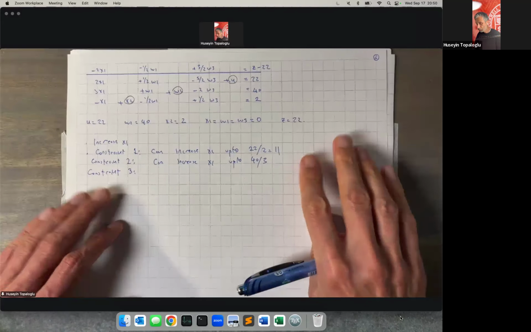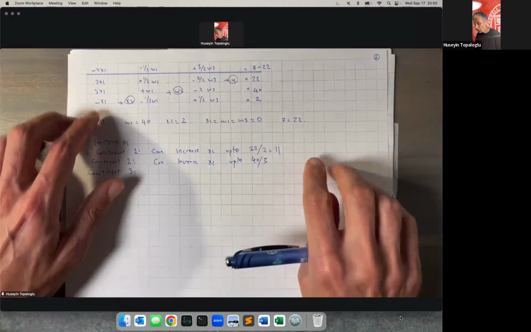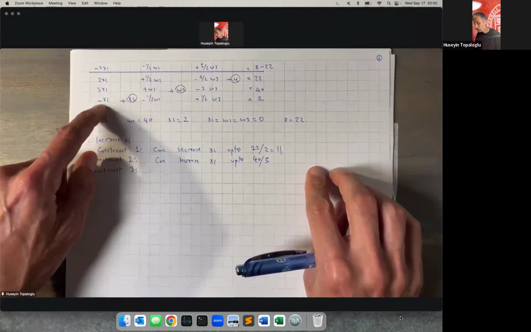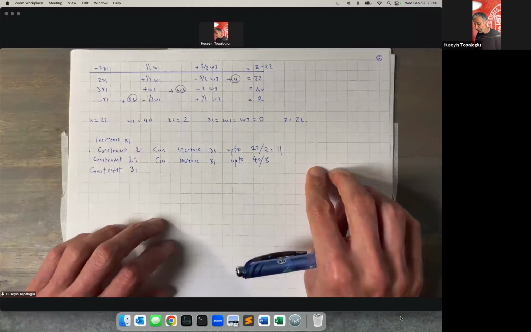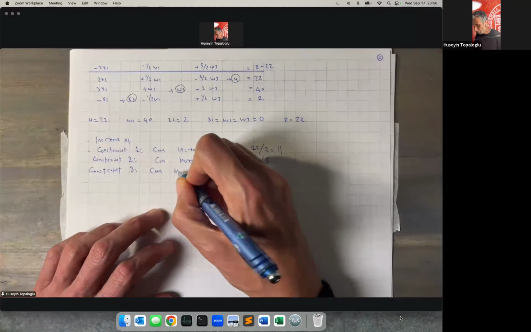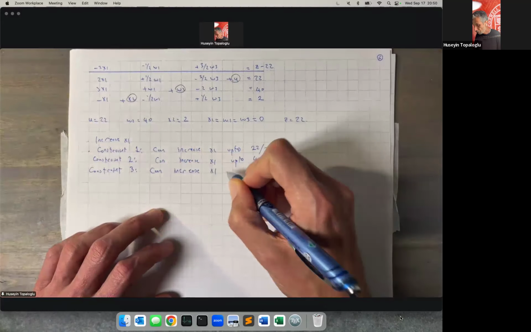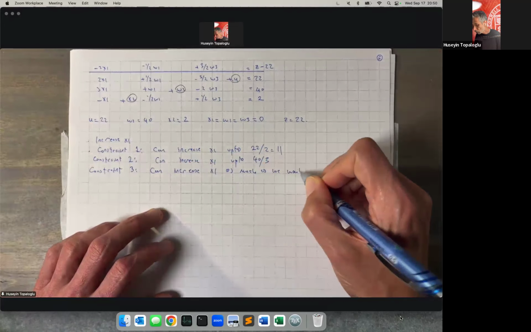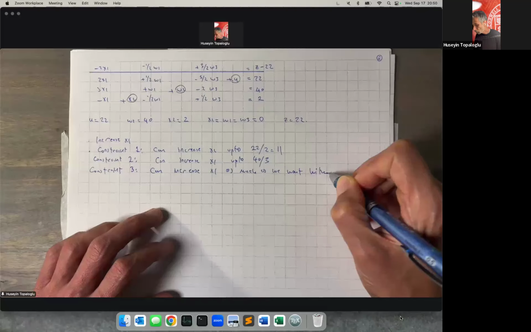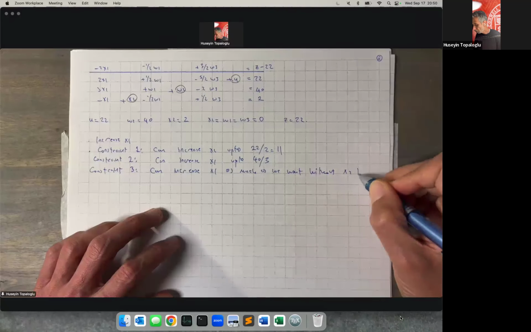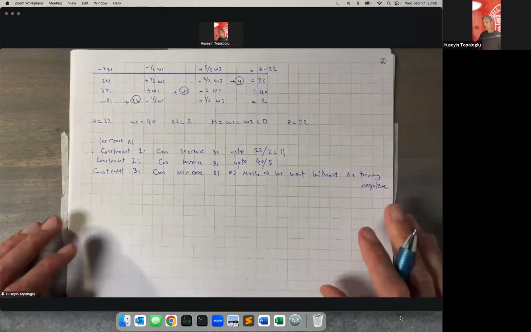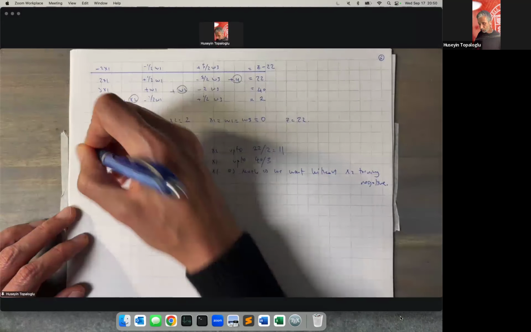What's happening in the third constraint? In the third constraint, I'm increasing x1, but x1 appears with a negative coefficient in the third constraint. So now we know that I can increase x1 as much as I want without x2 turning negative. So this was the unbounded case that we discussed a few lectures ago.